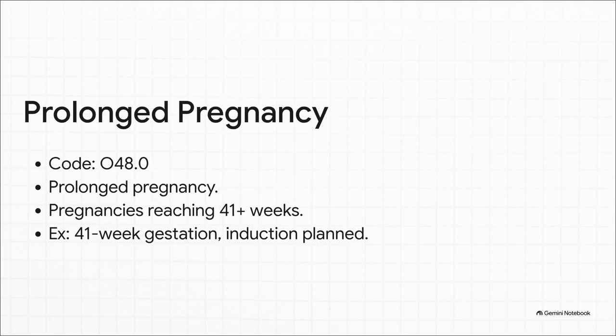Rounding out this category is O48.0 for prolonged pregnancy. This one is strictly for monitoring and induction planning once a patient hits that 41-week mark with absolutely no signs of spontaneous labor. It clearly explains to the payer exactly why the patient needs more frequent checks or why an induction is suddenly on the schedule.